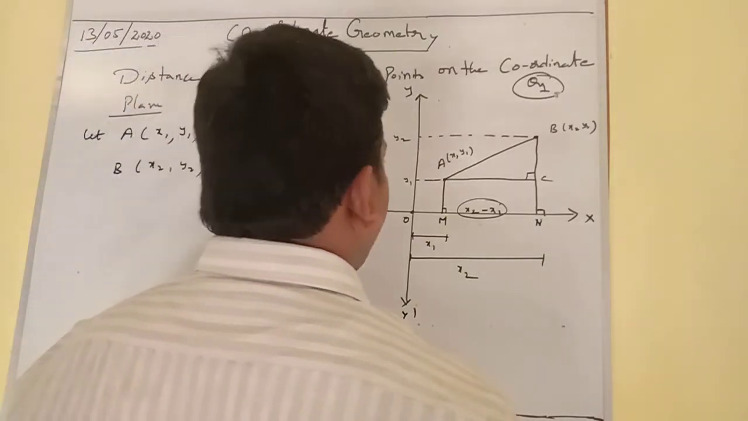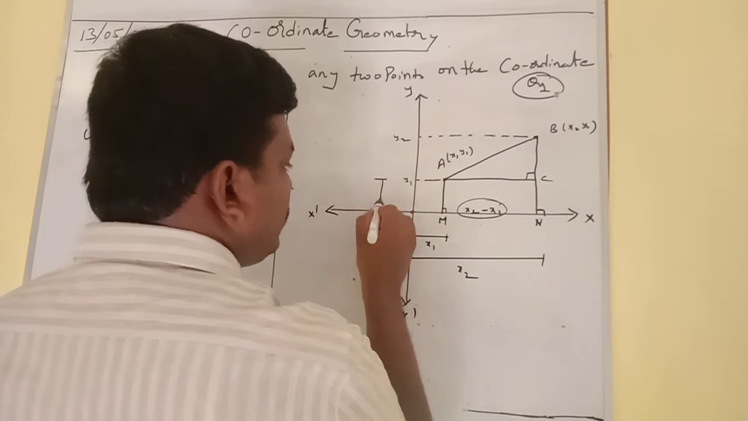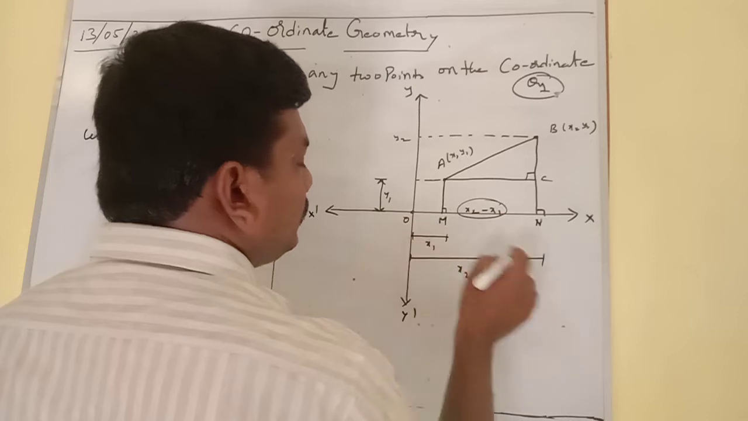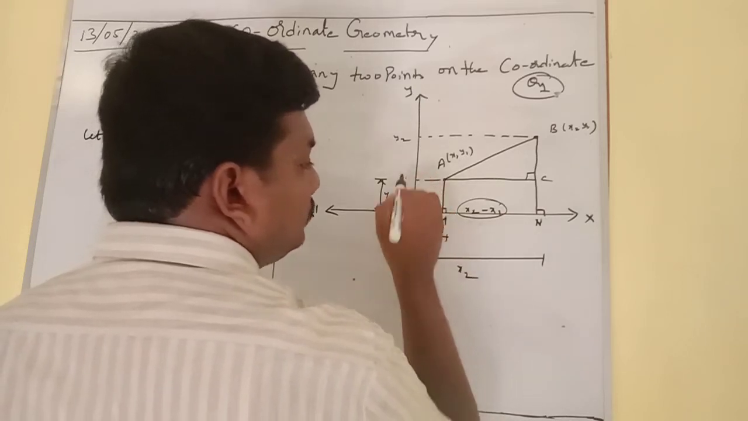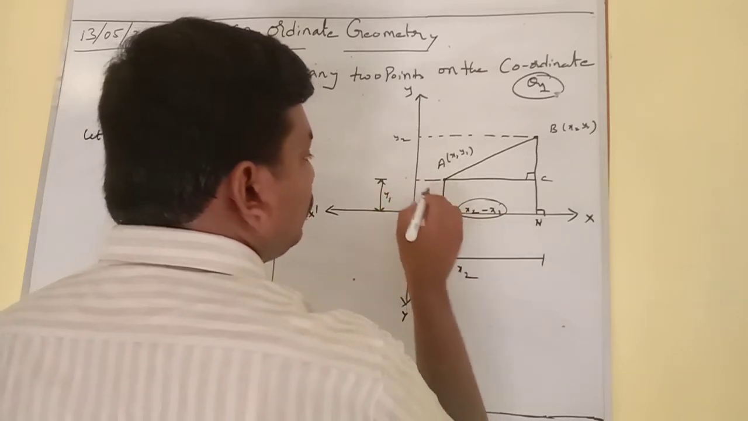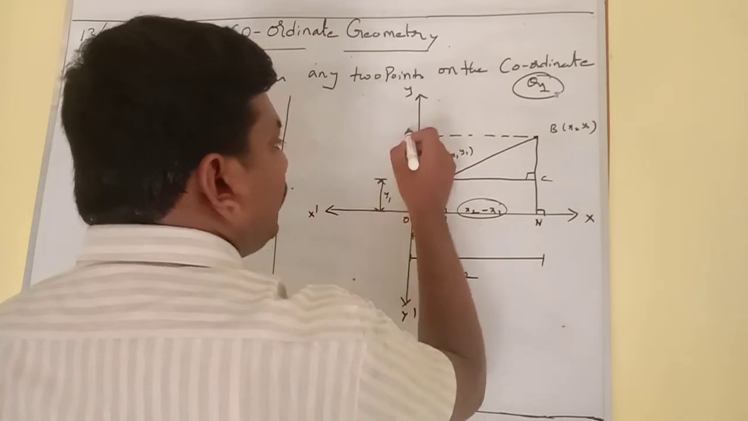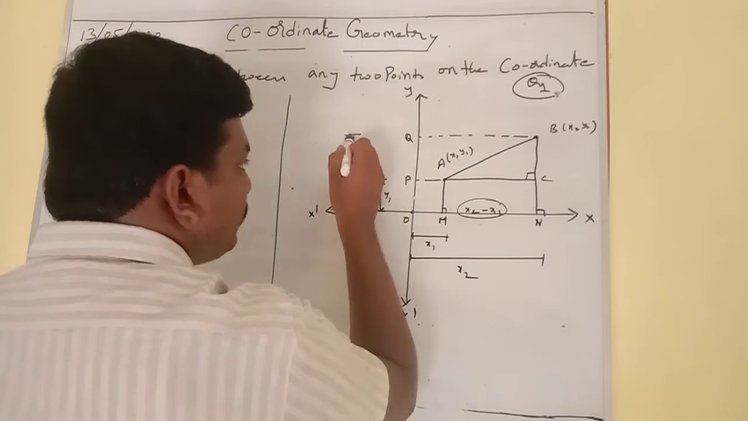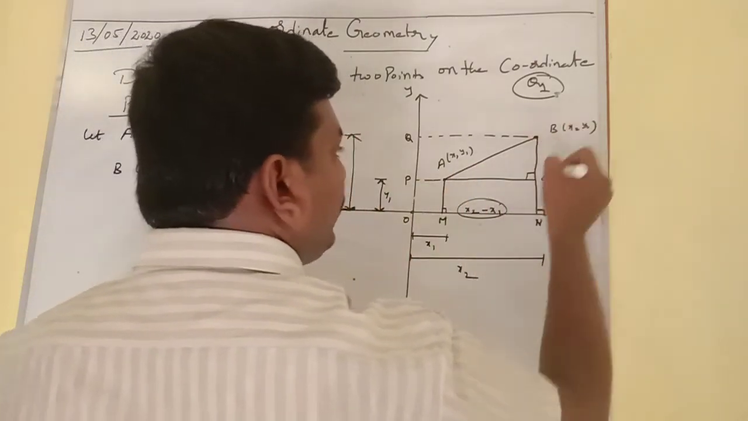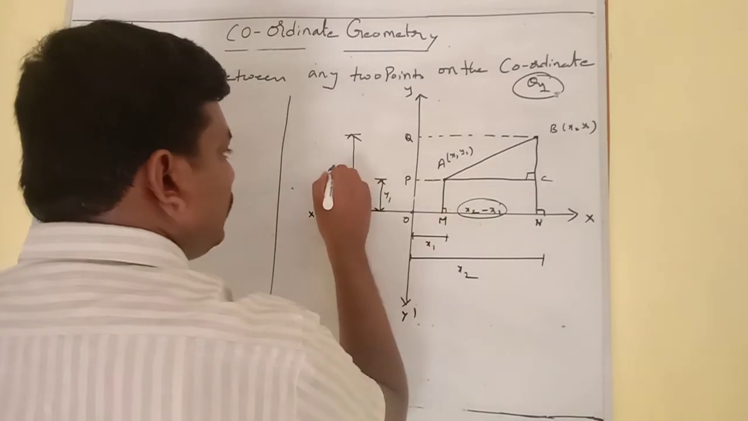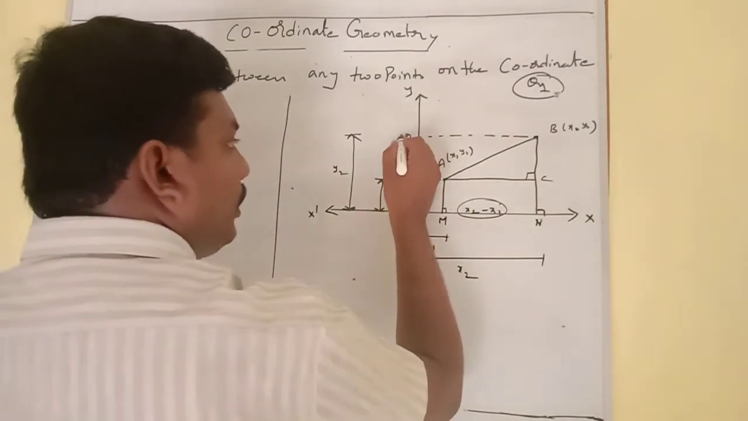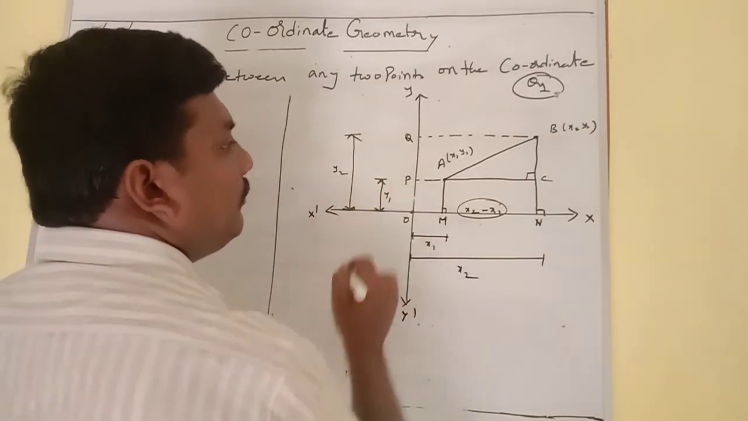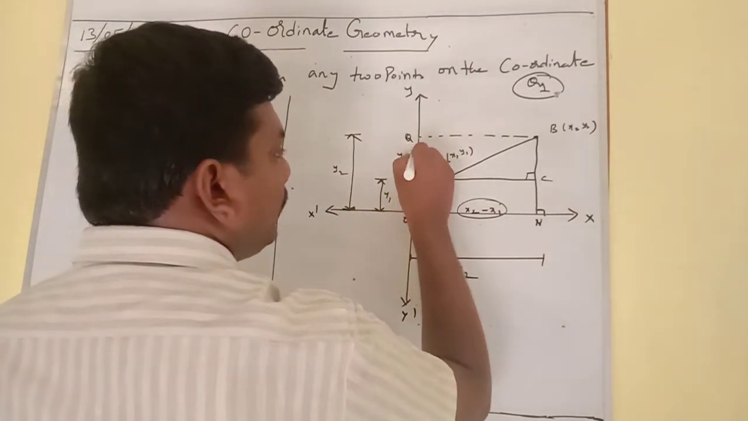Now, in the same way, what is the distance between these 2 points? These 2 points distance is y1. So we can consider one point as P, and this point you can consider as Q. So what is the distance between these two? This is y2, and this is y1. So totally we are going to find the PQ distance. PQ distance is nothing but y2 minus y1.